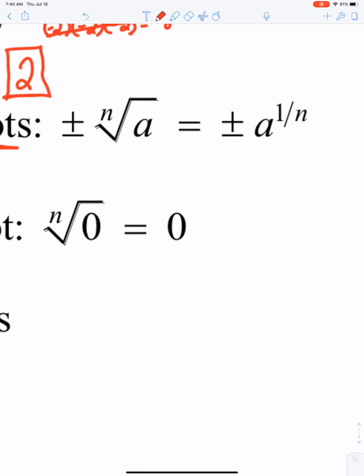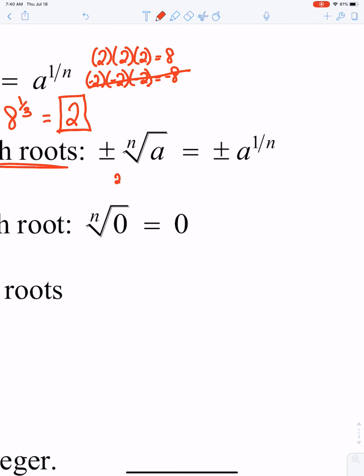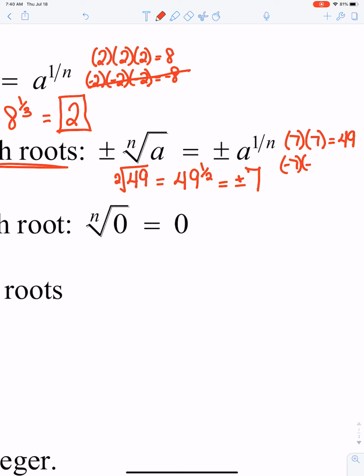What it means by that is, let's say we're taking the square root of 49. Again, this could be written as 49 to the 1/2 power. Either way, we know the square root of 49 is plus or minus 7. The reason we put the plus or minus sign is because positive 7 times positive 7 equals 49, but negative 7 times negative 7 also equals 49. So it could be plus or minus 7 when you're looking for the square root of 49.